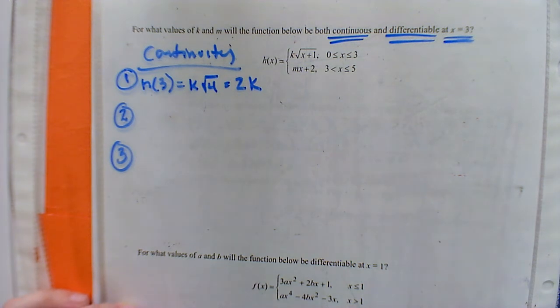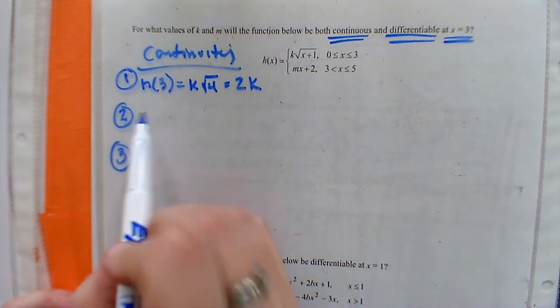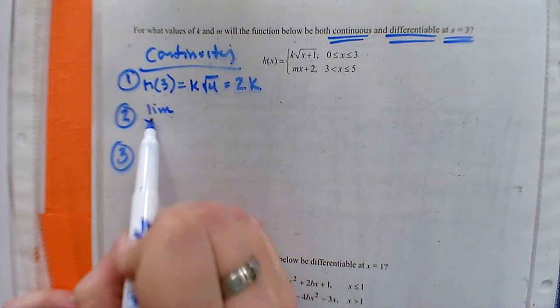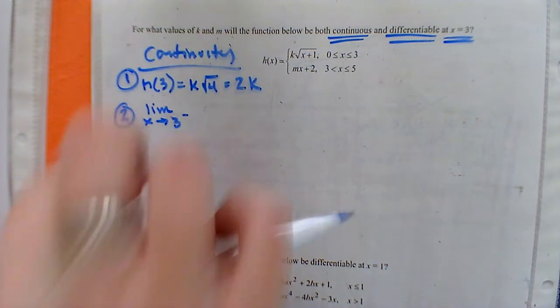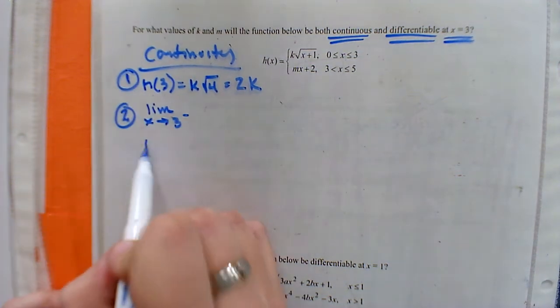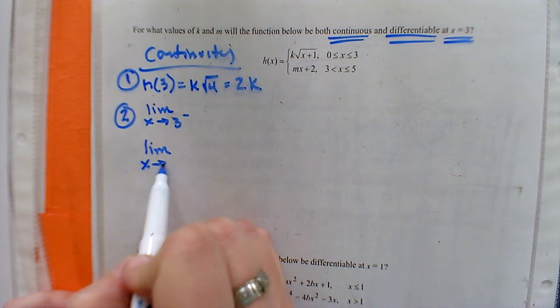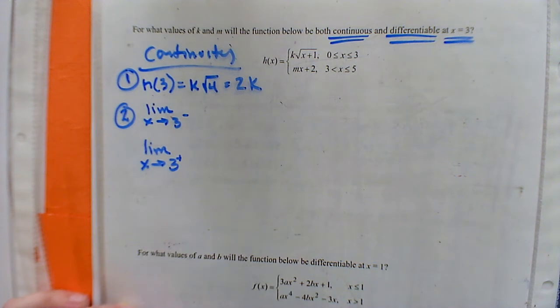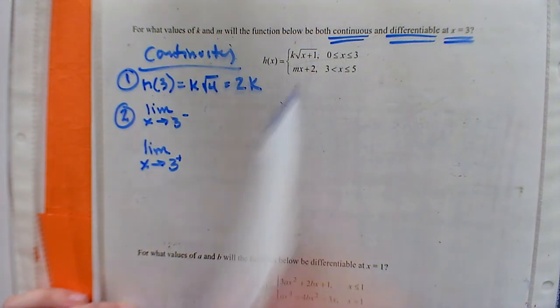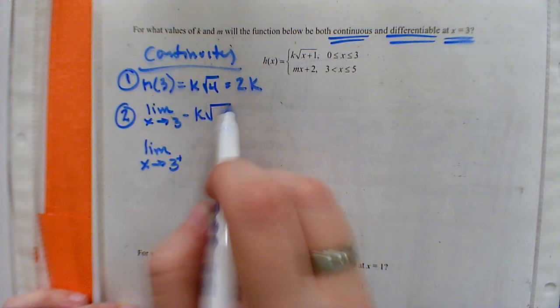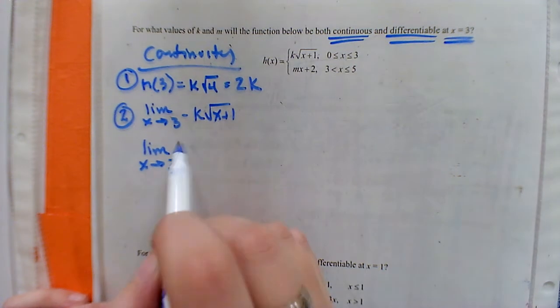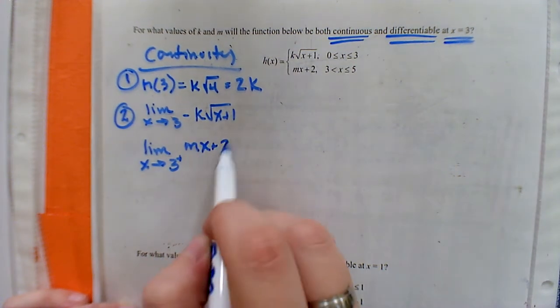So we know there's a point because k is eventually going to be a number, so that we know a point exists. Let's go ahead and check out the limits. We got to approach 3 from the left and the right. So according to the piecewise function, the left-hand side of 3 is the first equation, and the right-hand side of 3 is the second.